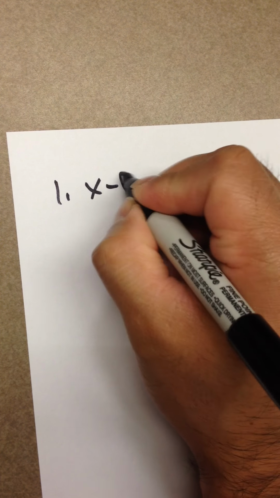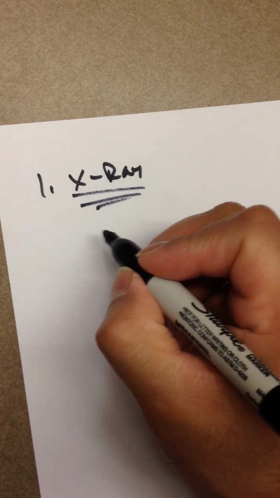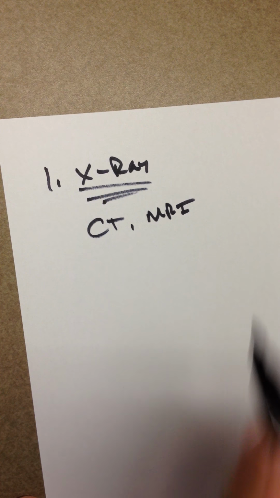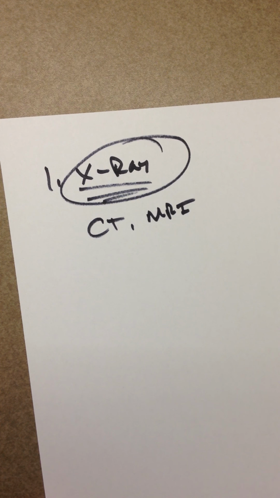Typically what would be done first is an x-ray. Just a simple plain x-ray. An x-ray would be able to tell you whether there's decreased joint space or not. If they want to get more specific, maybe something like a CT or MRI would be done. But the first thing that would most likely be done would be just a plain x-ray.